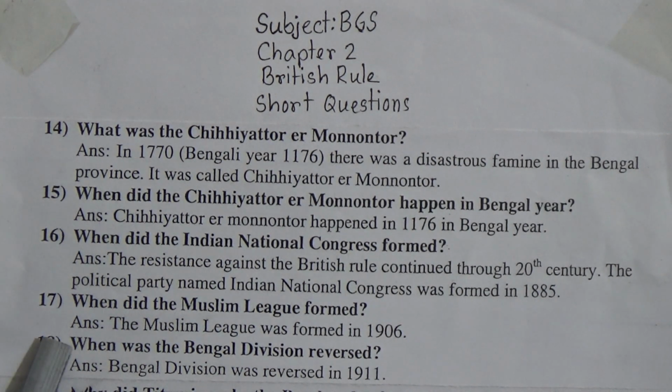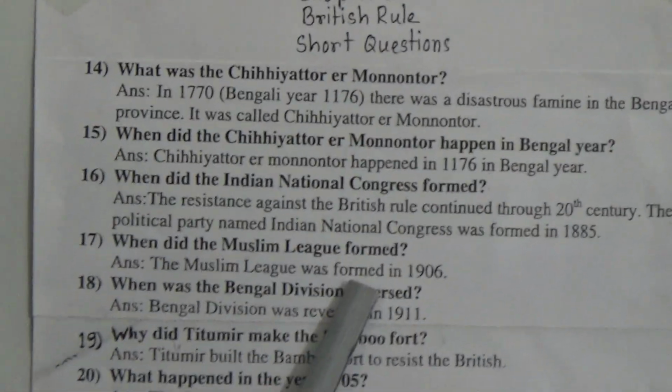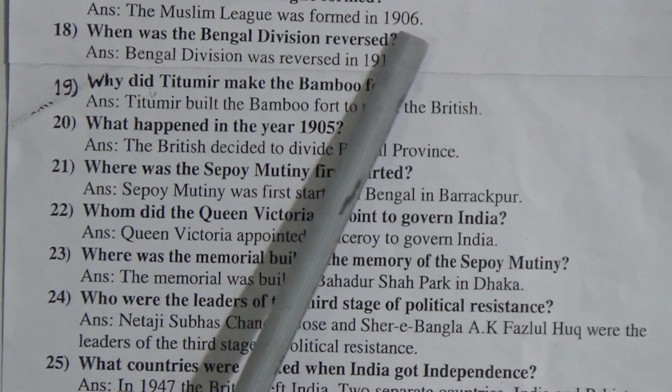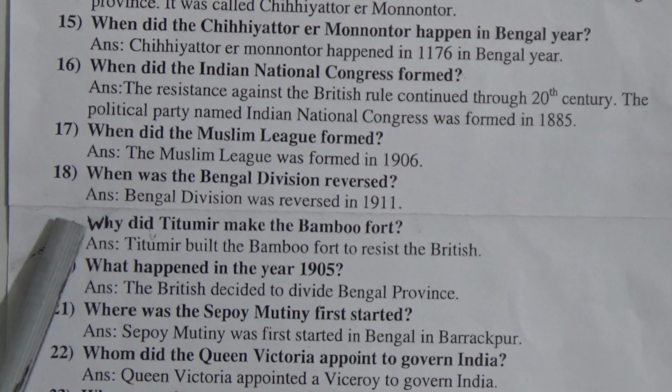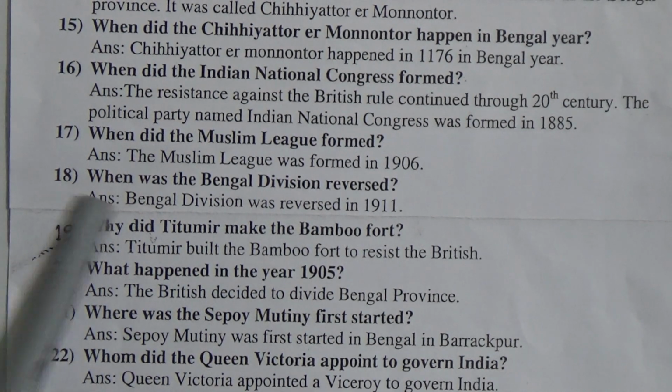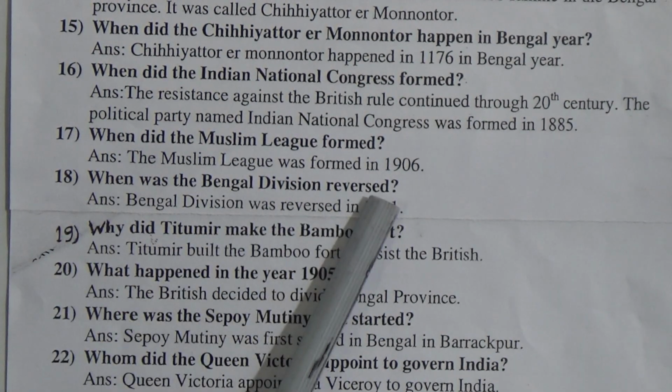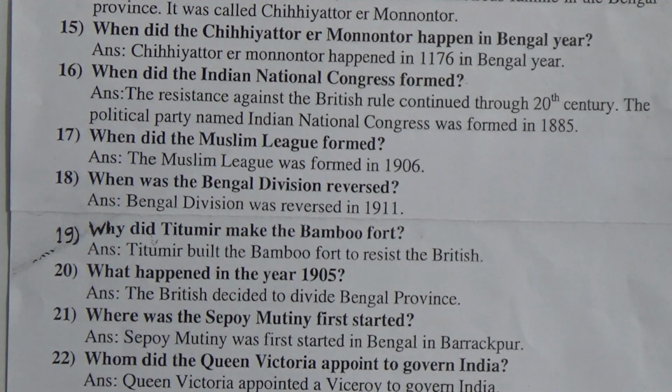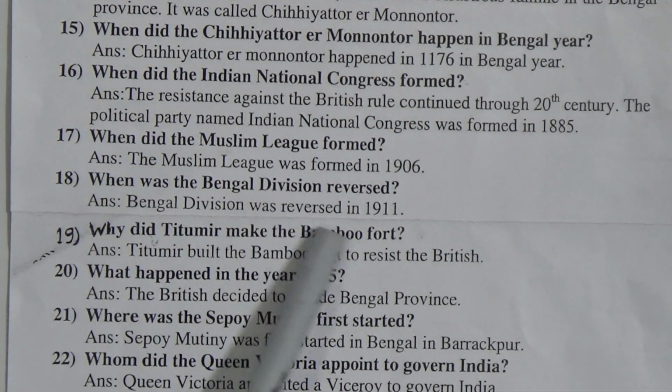Now number 17, when did the Muslim League form? We know that it was formed in 1906. And the answer is, the Muslim League was formed in 1906. Now look, 1906. And 18, when was the Bengal division reversed? It was reversed in 1911, and the answer is, Bengal division was reversed in 1911.